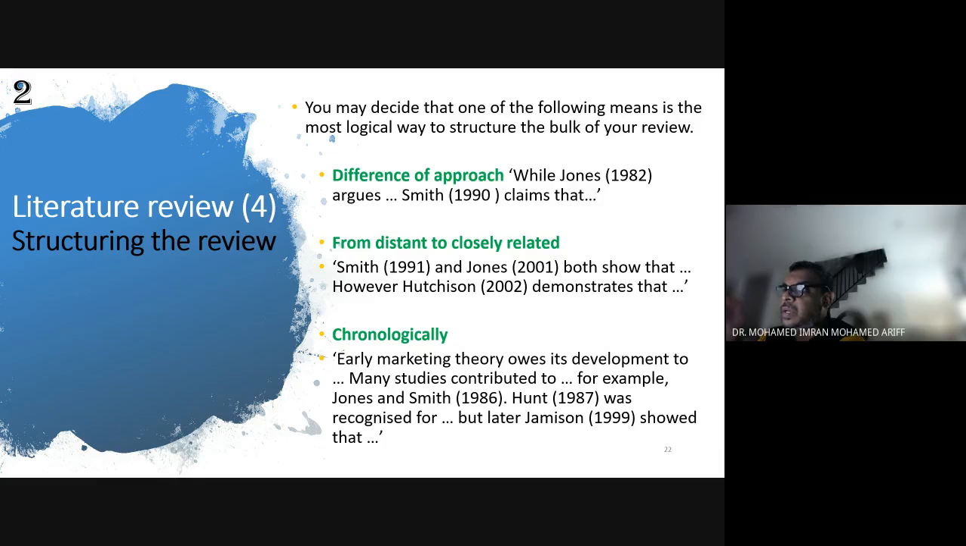Okay, number 3, chronological. Early marketing theory owes its development to, many studies contribute to. For example, Jones and Smith, Han was recognized, but later showed. Maksudnya ada urutan sejarah. There is also something.